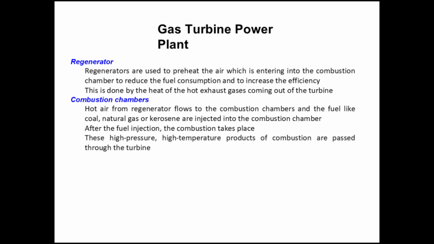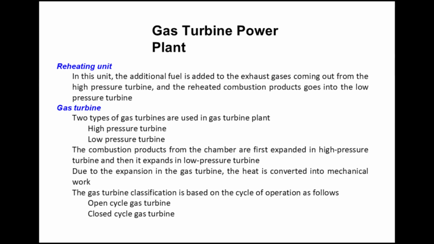Combustion chambers. Hot air from regenerator flows to the combustion chambers and the fuel like coal, natural gas or kerosene are injected into the combustion chamber. After the fuel injection, the combustion takes place. These high pressure, high temperature products of combustion are passed through the turbine.